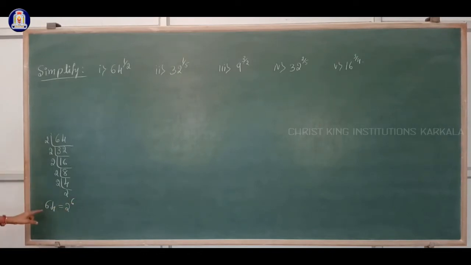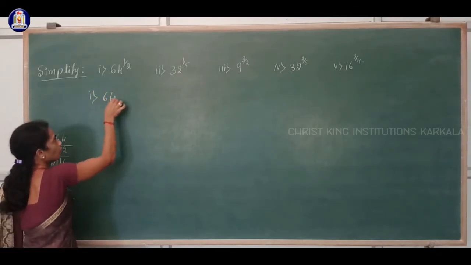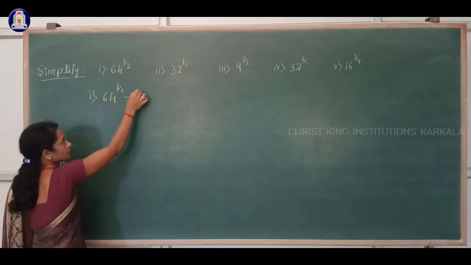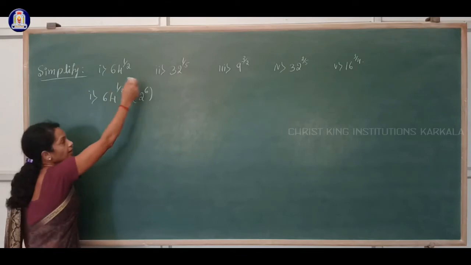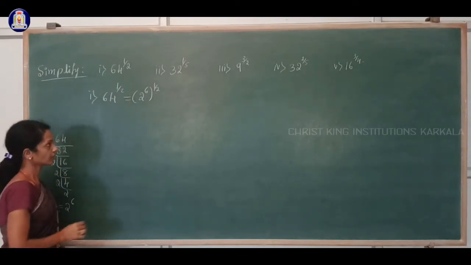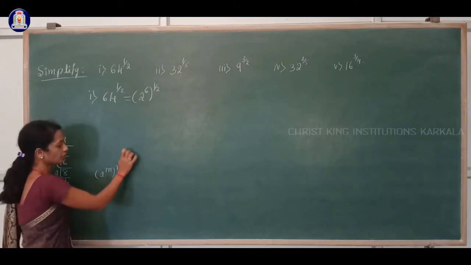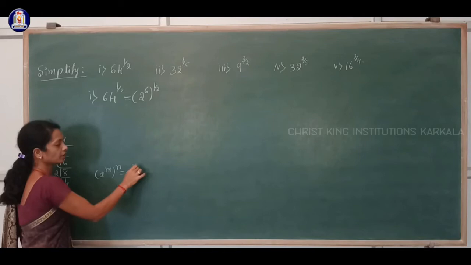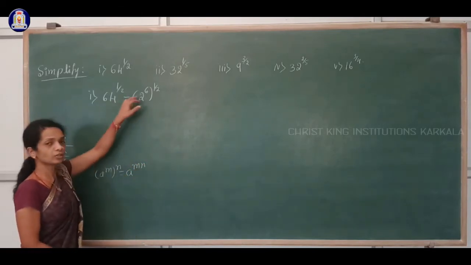Okay. 2 to the power 6 is 64. So I will write 64 to the power half as 2 to the power 6, and the power half you have to write outside. Next you have a rule like this: a to the power m to the power n is equal to a to the power m into n. Use this rule to simplify this.